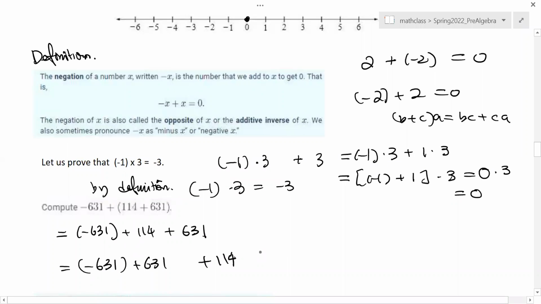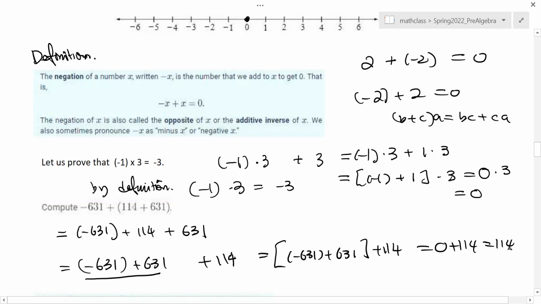Then these 2 numbers can be grouped together. Now, by definition, negative 631 plus 631 should be 0. So it's 0 plus 114, which is going to be 114. 0 added to any number leaves the number unchanged. Every step, we have to make sure to do it mathematically correctly. Sometimes we just get used to it, thinking I know how to do it, but we have to follow the rules and understand the rules behind the computation.